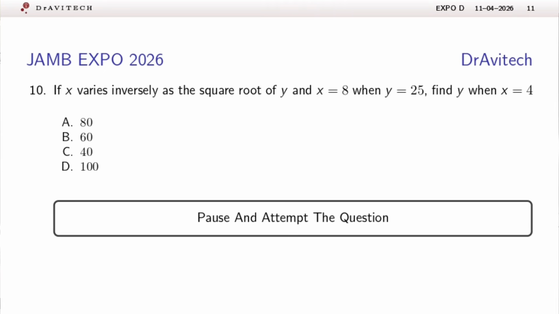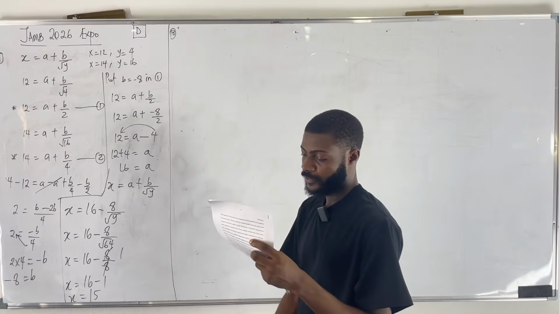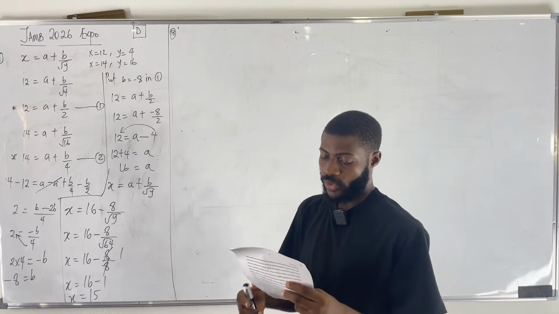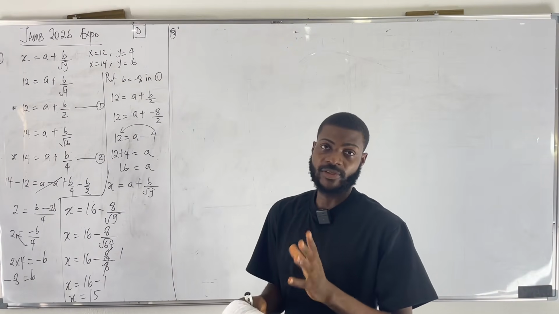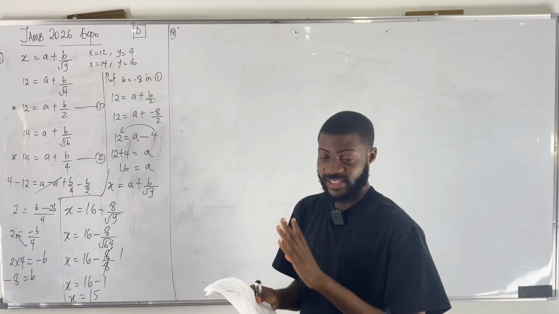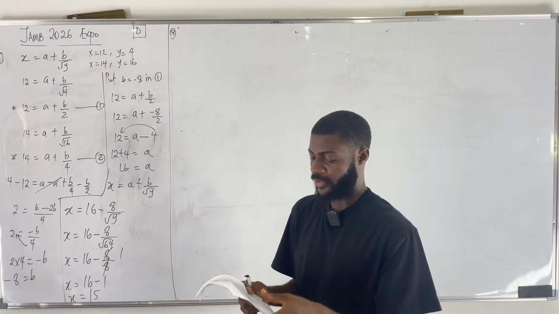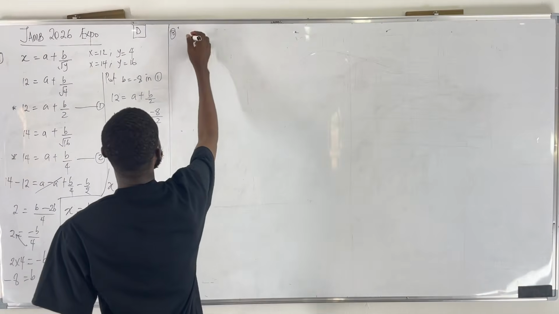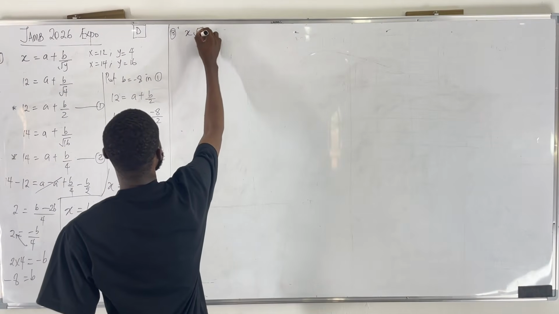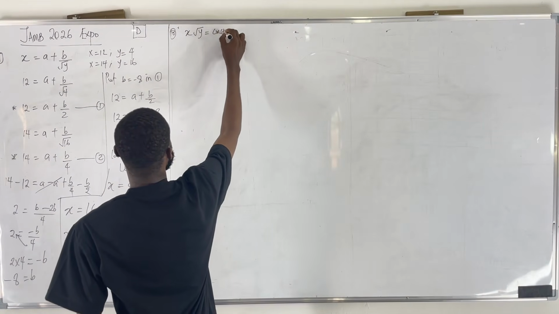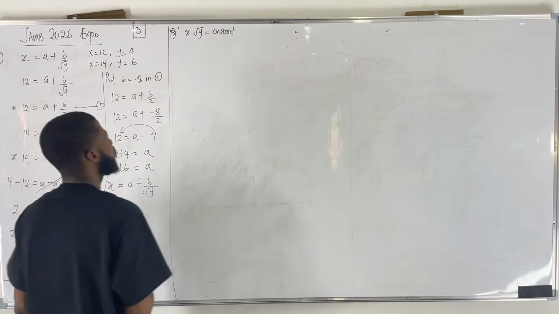If X varies inversely as the square root of Y and X equals 8 when Y equals 25, find Y when X equals 4. This is actually very simple. When two things are inversely proportional, this is not partial variation, they are just inversely proportional. Know that when you multiply them together, you're always going to be getting a constant. This is a shortcut I always use.